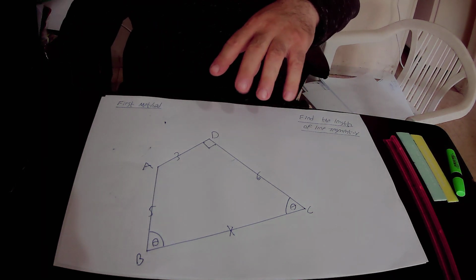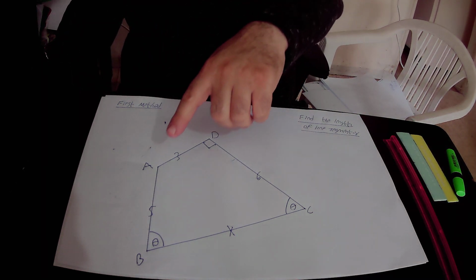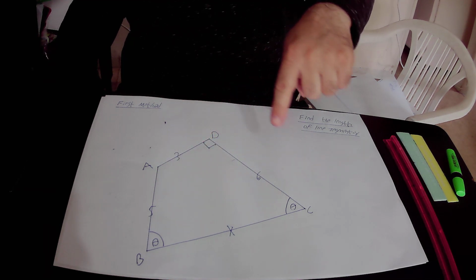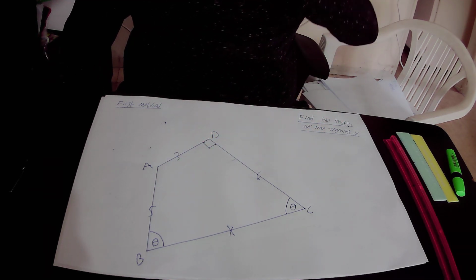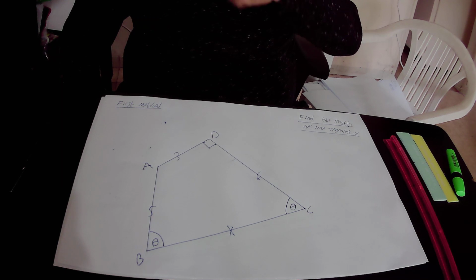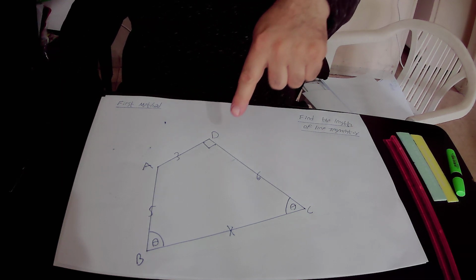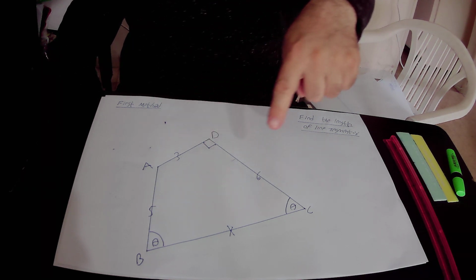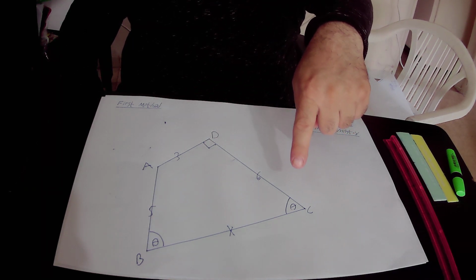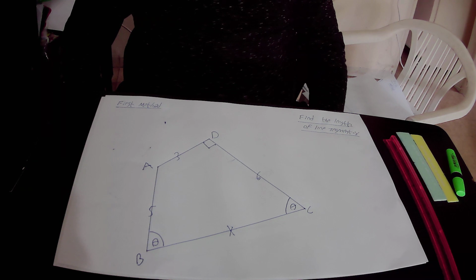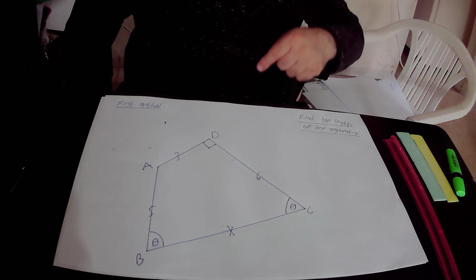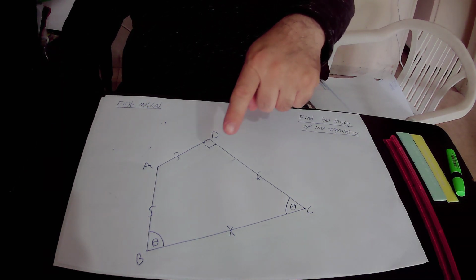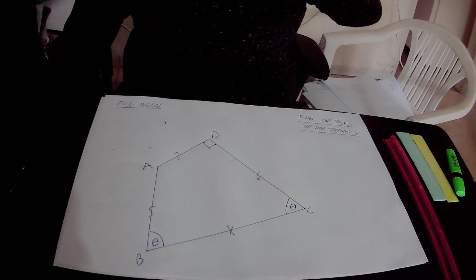We know that side AD equals 3 units, side AB equals 5 units, side DC equals 6 units. Angle ADC equals 90 degrees. Angle ABC equals angle DCB equals theta. And we want to find the length of line segment X, which is actually equal to BC.